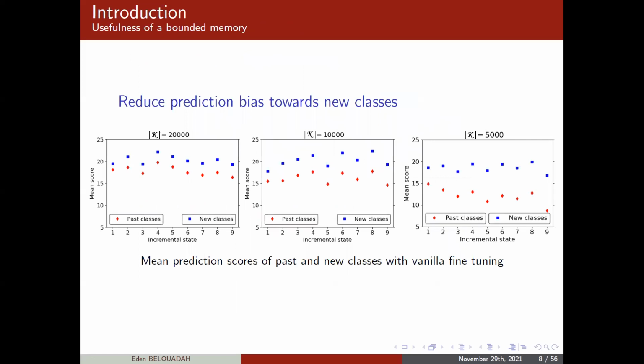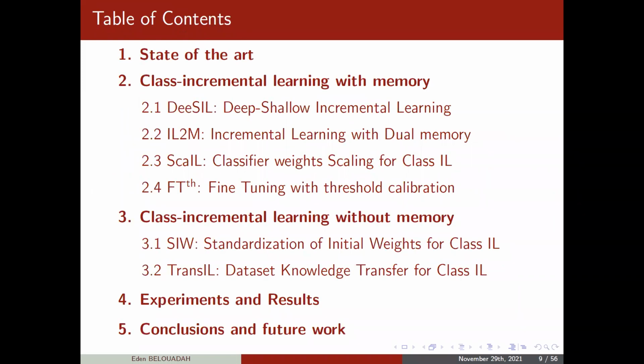The bias of the network towards new classes increases as we reduce the number of images in the memory. So here in this figure, we can see on the left, we have 20,000 images from the past, and we reduce it until 5,000 images of the past. And we can see that the gap in scores between new and past classes increases.